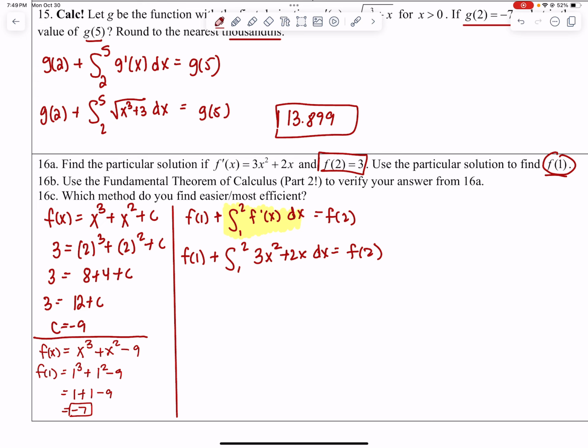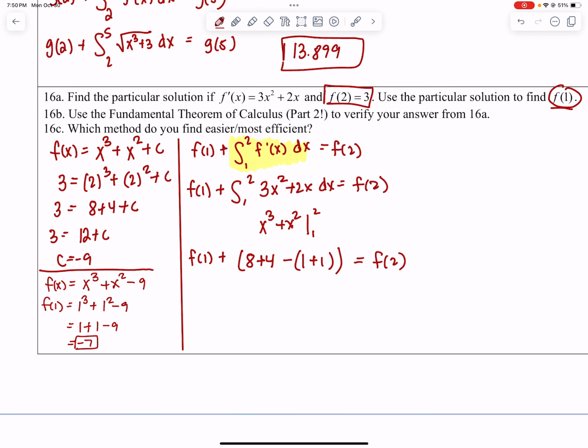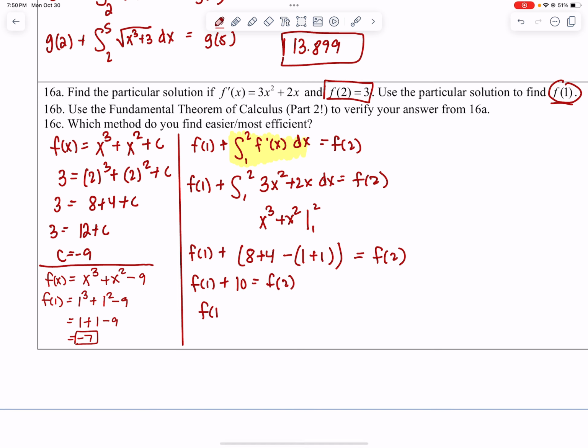We are going to take the integral of 3x squared plus 2x, which is x cubed plus x squared, and my bounds are going to be from 1 to 2. So now I have f of 1 plus this thing right here, so that's going to be 8 plus 4 minus 1 plus 1. That's going to be equal to f of 2. 8 plus 4 is 12. 12 minus 2 is 10. So I have f of 1 plus 10 is equal to f of 2. We know that f of 2 is 3. So when I know that f of 1 plus 10 is equal to 3, f of 1 is equal to -7.